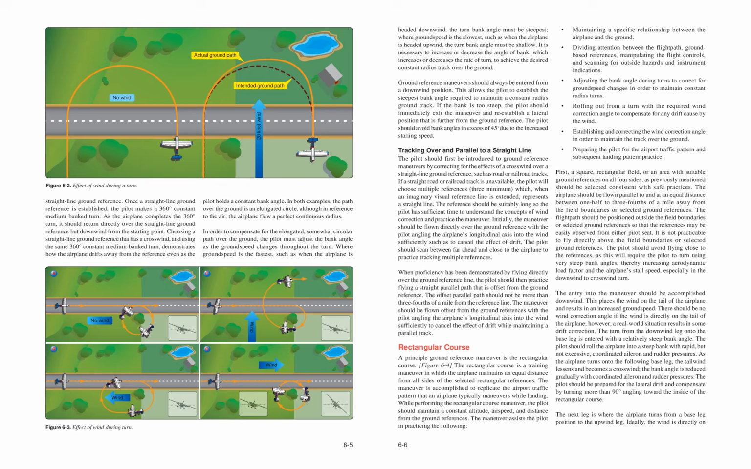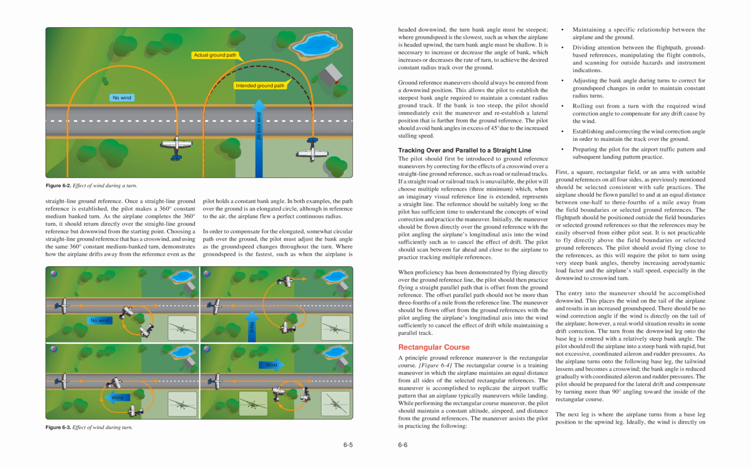No wind. Actual ground path. Intended ground path. Figure 6.2. Effective wind during a turn. Straight line ground reference. Once a straight line ground reference is established, the pilot makes a 360 degrees constant medium bank turn. As the airplane completes the 360 degrees turn, it should return directly over the straight line ground reference but downwind from the starting point.